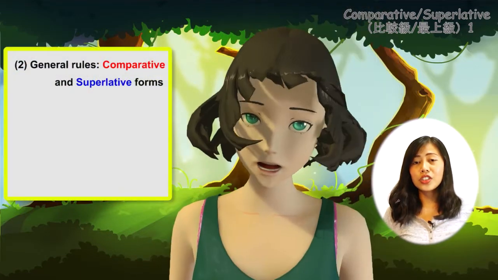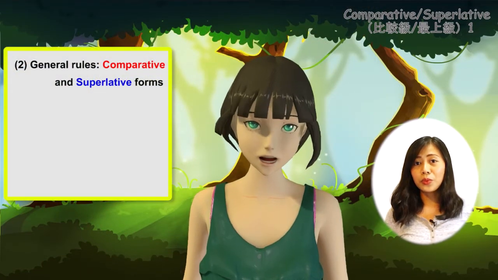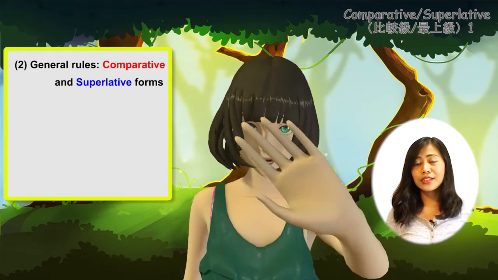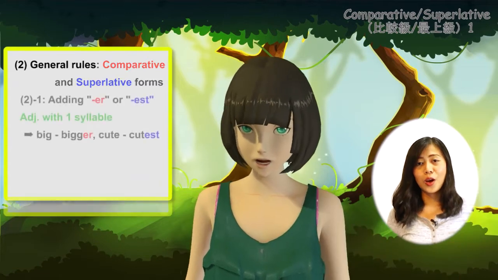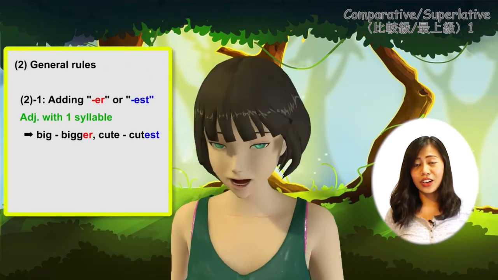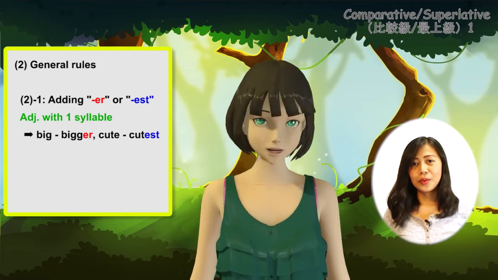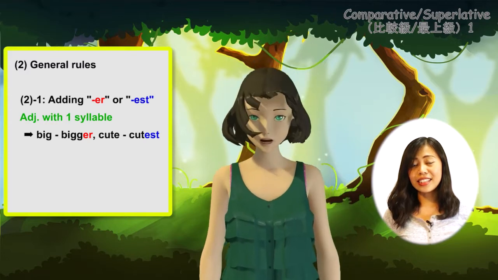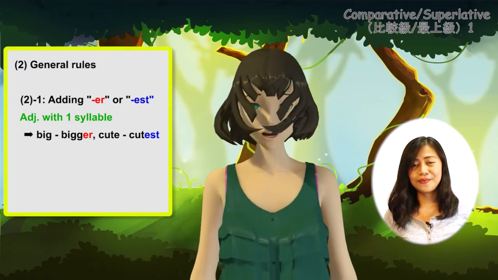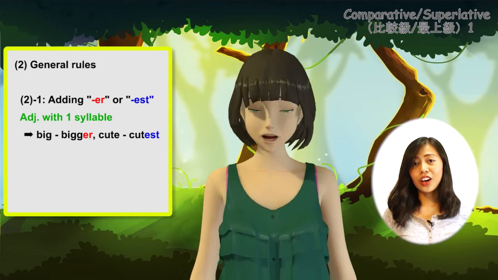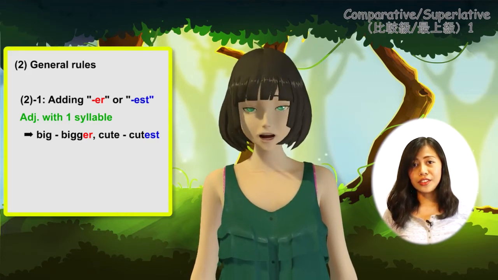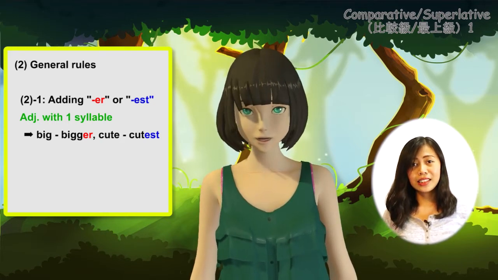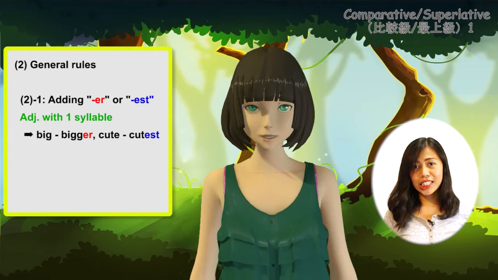Let's move on to the general rules. There are many ways in making the comparative and superlative forms. Let's focus on the first 2. 1. Adding ER or EST. We add ER in the comparative form. We add EST in the superlative form. We add ER or EST to adjectives with 1 syllable. For example, big, bigger. Cute, cutest.